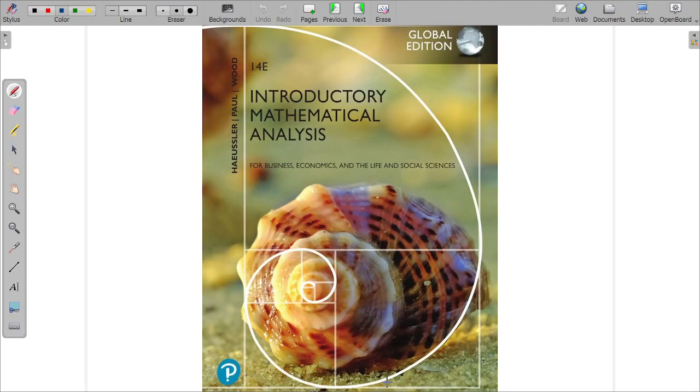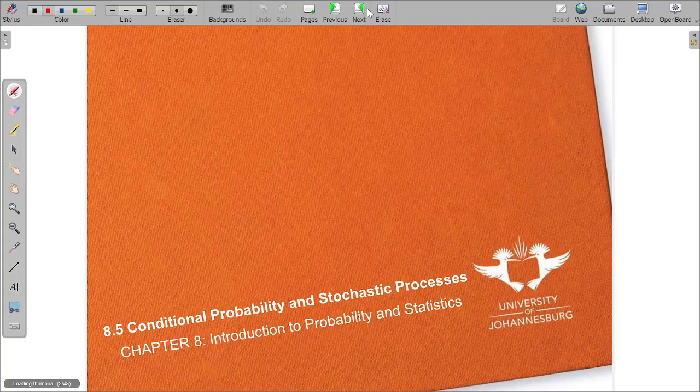Alright, welcome back to Introductory Mathematical Analysis A, and we are still in chapter 8. But this time around we are going to chapter 8.5. In chapter 8.5, we have conditional probability and stochastic processes. That is the topic of chapter 8.5, conditional probability and stochastic processes.